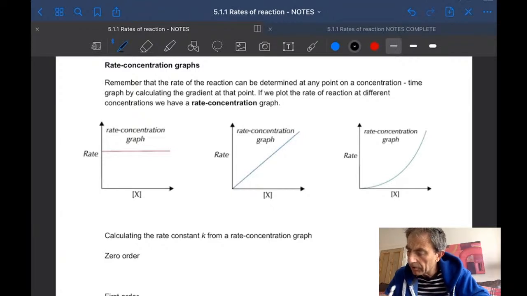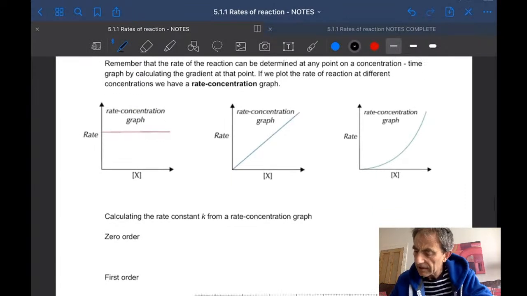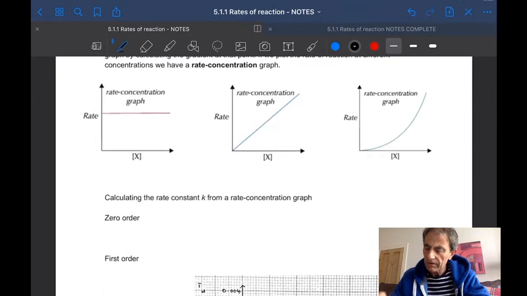So if you do that multiple times, what you can then plot is another type of graph called a rate concentration graph. I very much doubt you would get asked to do this in an exam because it's too time consuming and it's not testing you enough for the time it would take. So these don't really get asked. They tend to present you with the graphs and ask you about them.